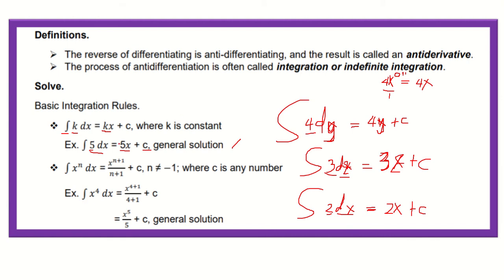Next number is integral of x to the n dx. So, ang ibig sabihin nito is, mag-add tayo ng 1, yun yung ginawa natin kanina, kung ano ang exponent, yun din ang denominator, plus c where n is not equal to -1. Where c is any real number. Okay, example, integral of x to the 4th dx. So, mag-add tayo ng 1 sa taas, 1 sa baba, plus c. So, that is x to the 5th over 5 plus c. That is the general. Okay?